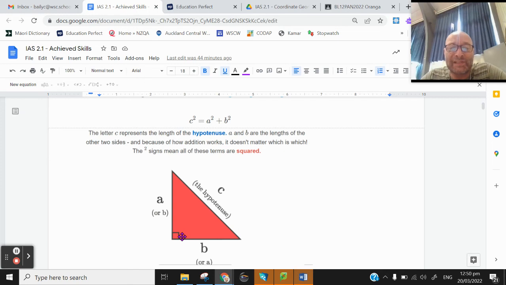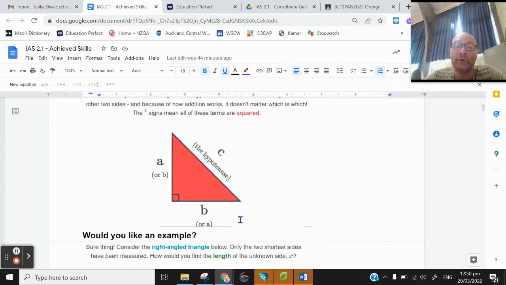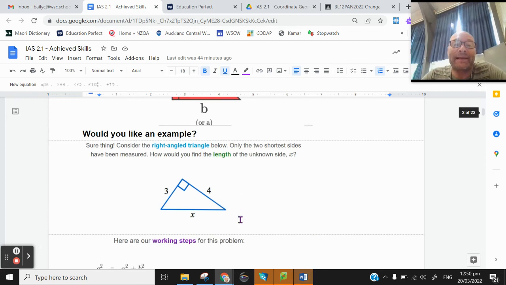And that will be the first side to label. Find the right angle, get to the side across from it, that's always going to be C. And the other two sides are A and B. It doesn't matter which one you call A and which one you call B. Let's look at an example.